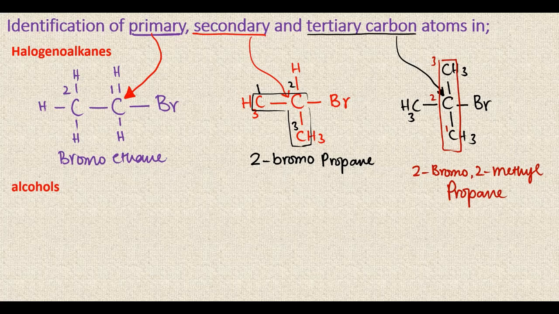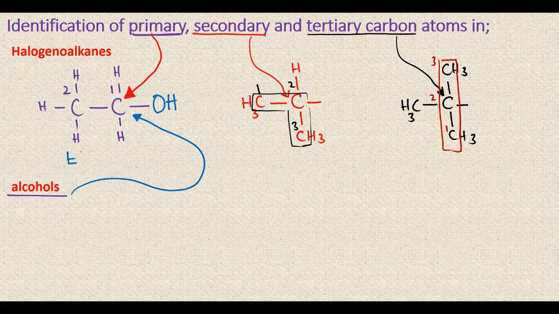Same is the case with alcohols. In order to understand the primary, secondary and tertiary carbon in alcohols, the hydroxyl group is attached to a carbon which is further attached with only one carbon. Name of this compound is ethanol, while a secondary carbon is a carbon having the OH attached to it, having two more carbon atoms linked to it.